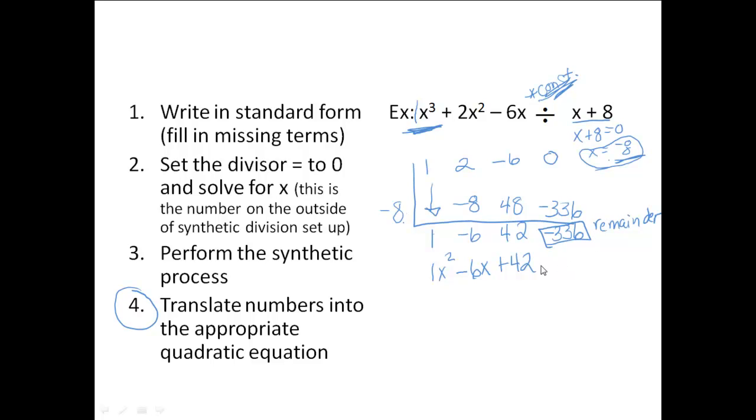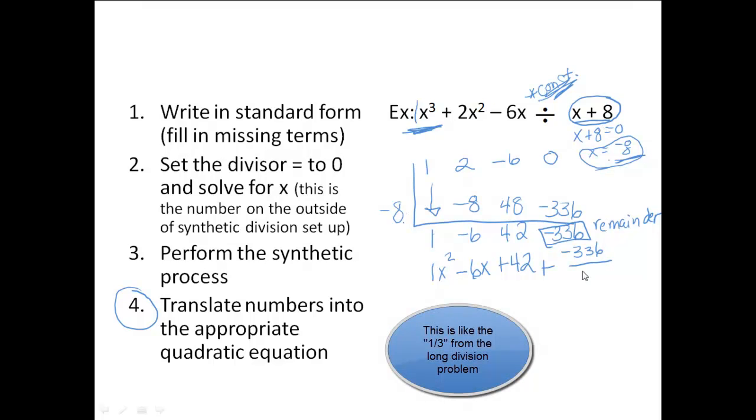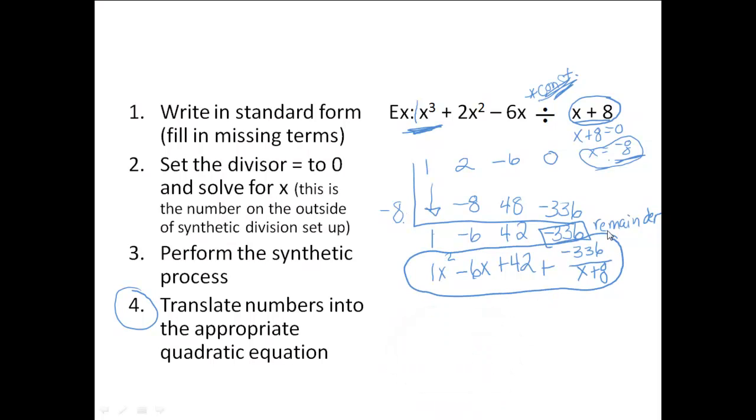Now what I do with my remainder is I add it as negative 336 over my divisor, which was x plus 8. So this would be my polynomial when I divide those two.